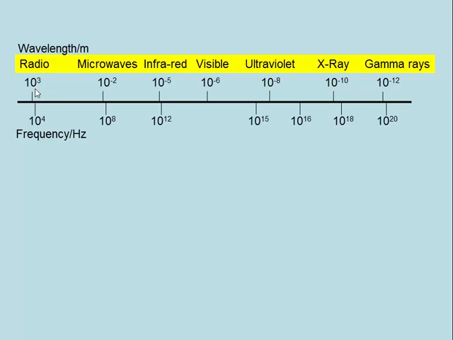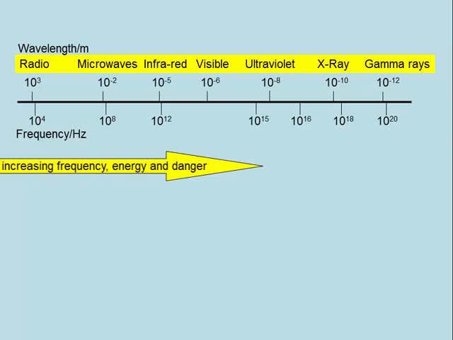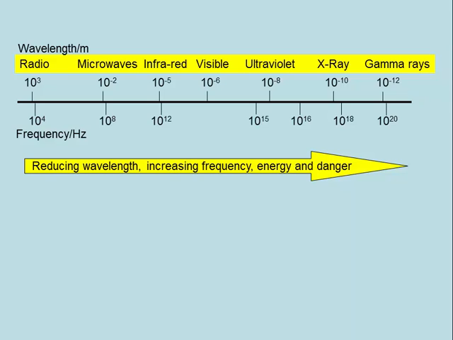Radio waves have a wavelength of around 10 to the 3 meters, 1,000 meters or a kilometer, and a frequency of 10 to the 4 or 10,000 hertz, 10,000 cycles per second. Going along, eventually we get to gamma rays with the shortest wavelength, around 10 to the minus 12 of a meter, which is around 100 times smaller than an atom, to a frequency of 10 to the 20 hertz, one with 20 noughts after it, cycles per second. As we go in this direction, we have reducing wavelength, increasing frequency, increasing energy, and increasing danger.